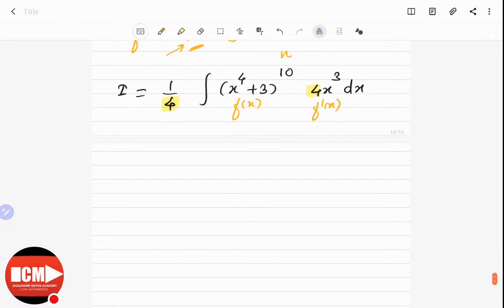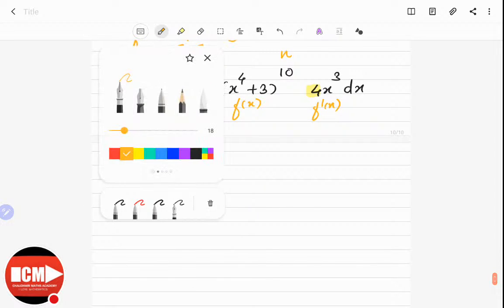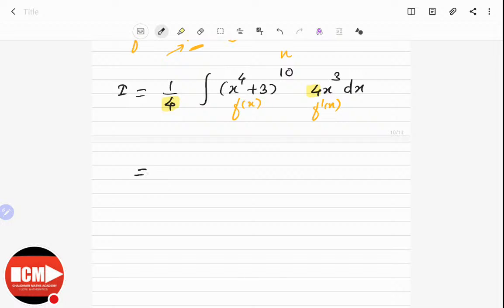So the final answer for this question is, I hope every one of you is already ready with your answer, the final answer is (x raised to 4 plus 3) raised to 10 plus 1 divided by 10 plus 1, plus c. Or directly mention this as 10 plus 1 as 11, divided by 11. So I really appreciate that most of you are correct in this final answer.